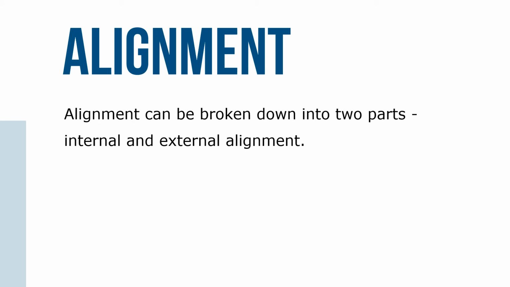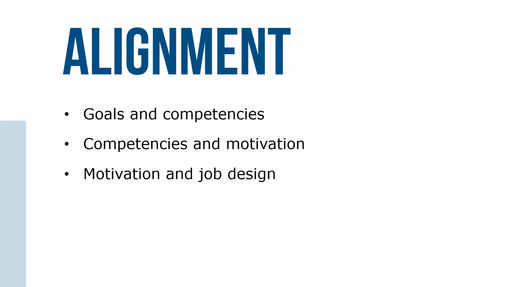Alignment can be broken down into two parts: internal and external alignment. To achieve internal alignment, you must first make sure that the specific practices used within each primary HR activity are consistent with one another, as well as aligned across primary HR activities. If you've ever been on a sports team, you'll know how important it is for all participants to have a common understanding of how to play the game, the skills required to play, and the desire to win. That is the same thing we're talking about here.